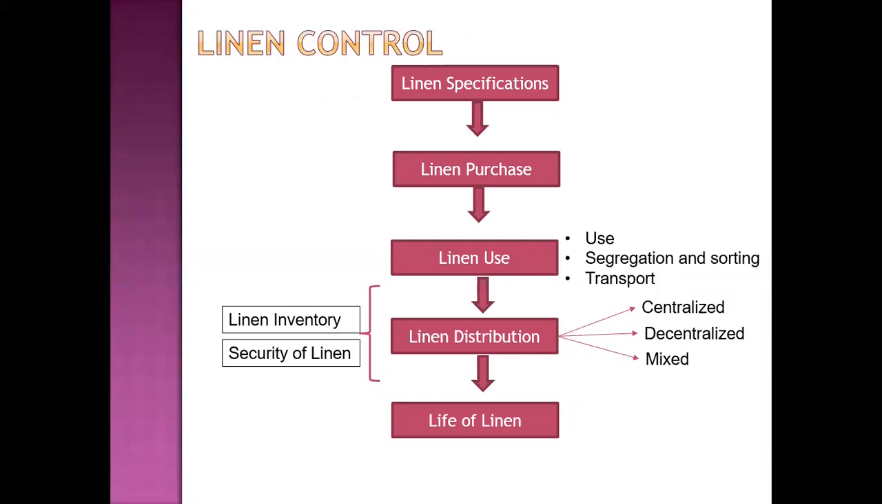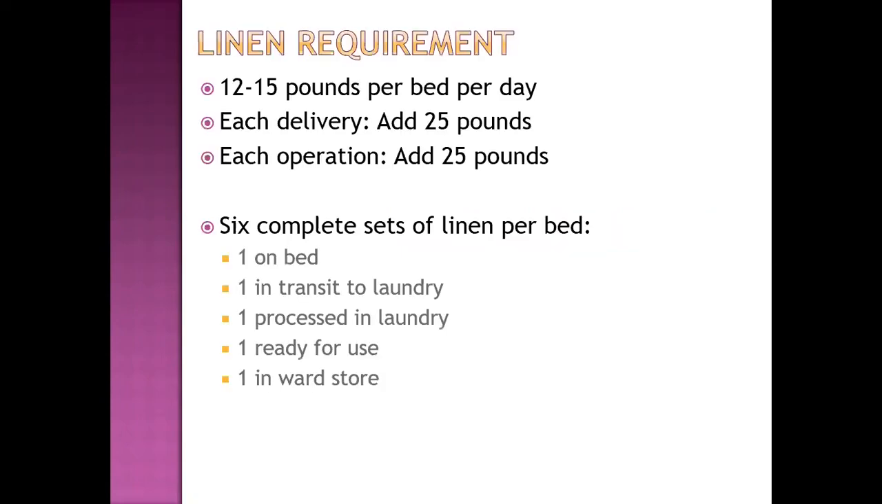This is linen control. First of all, we make linen specifications, then we purchase linen, then we use the linen. And during use, we need to segregate, sort and transport the linen. Then there is a concept of linen distribution, and linen use and distribution include linen inventory and security of linen. Then linen distribution can be centralized, decentralized, and mixed. And finally, there is end of life of linen.